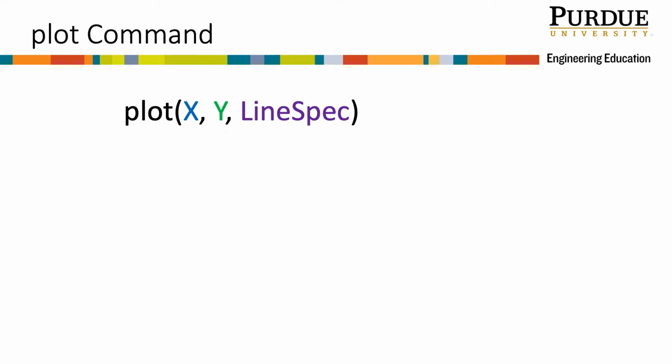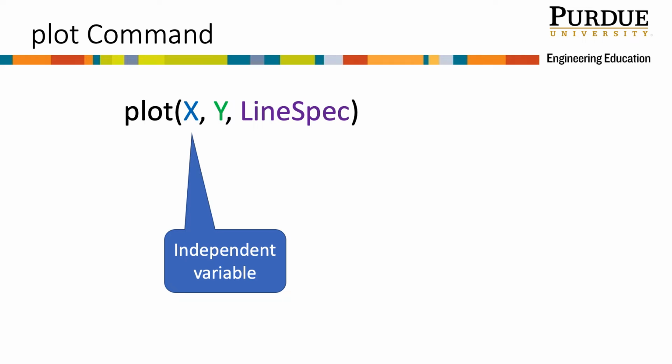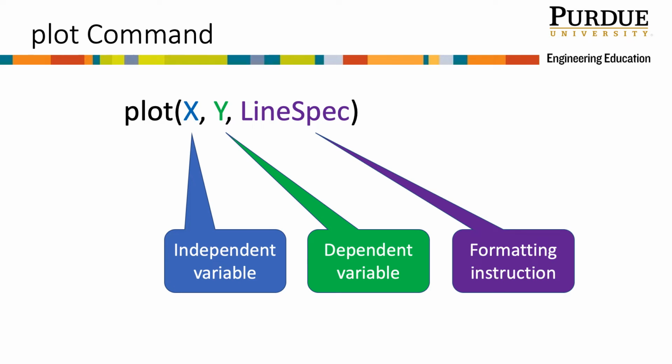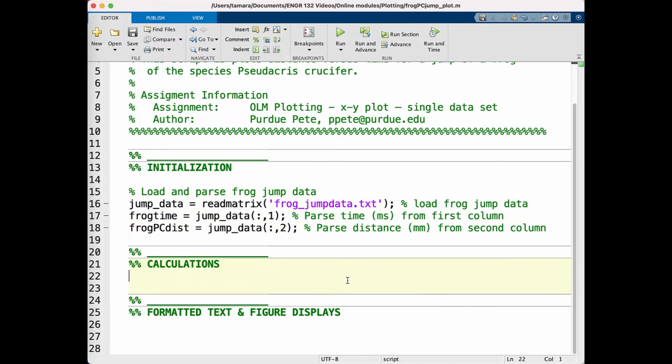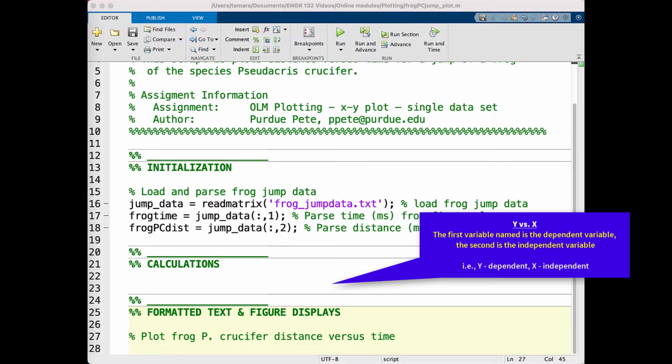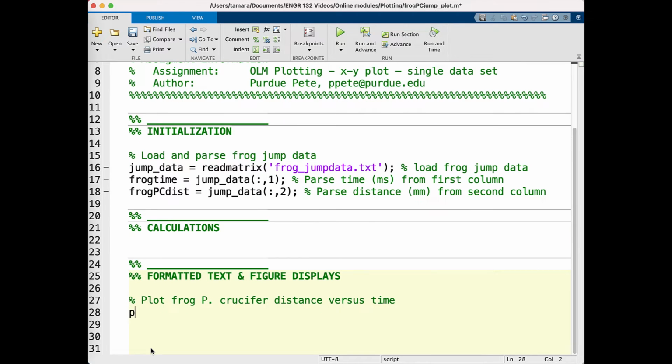To plot in MATLAB, we use the command plot. This command requires at least two input arguments: x, the independent variable, and y, the dependent variable. A third input argument is used to format the plot. Let's just apply the first two arguments and see what happens. I don't need to do any calculation with the data, so I'm going to jump down to the formatted text and figure display section and write my plotting code there. Note that in my comment, I write distance versus time. Whenever you see or write a phrase like this to describe a plot, it translates to dependent variable versus independent variable, or y versus x. I'm just going to supply the plot command with my x variable, which is frogTime, and my y variable, which is frogPCDist, and then I will run my script.